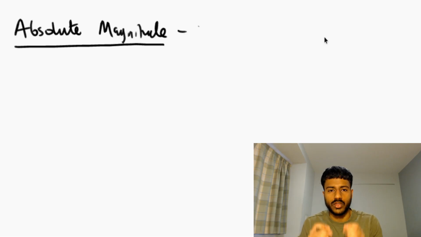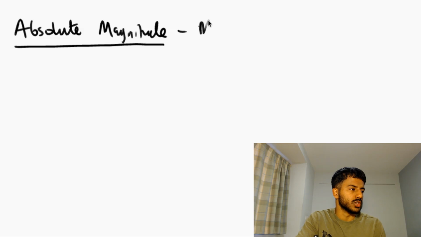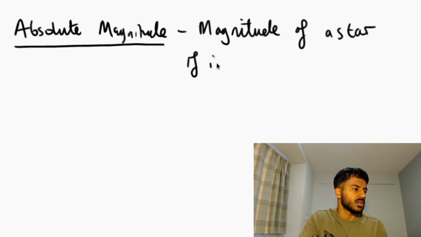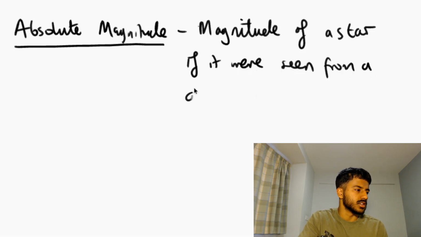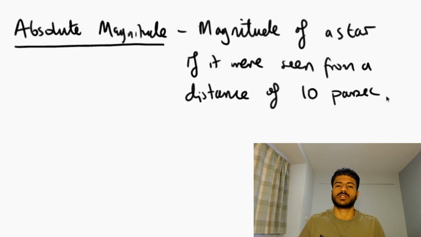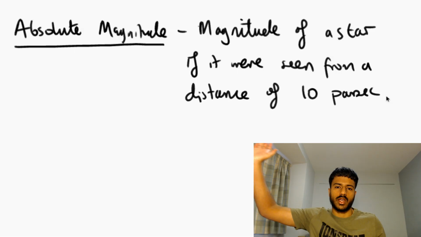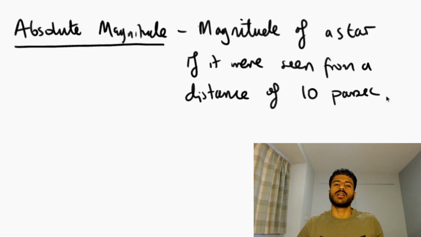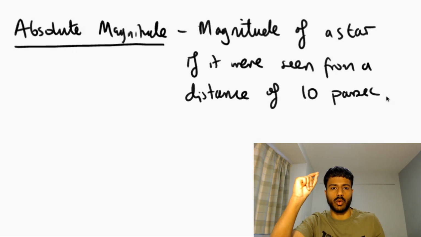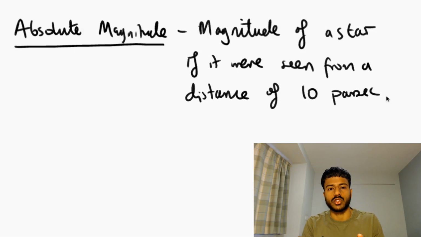And the definition for the absolute magnitude is the magnitude of a star if it were seen from a distance of 10 parsec. Now, what this definition means is, let's say I had a star somewhere super far out into space. If I were to then bring that star from wherever it is all the way back to 10 parsec away from the Earth, what would be the apparent magnitude of that star?